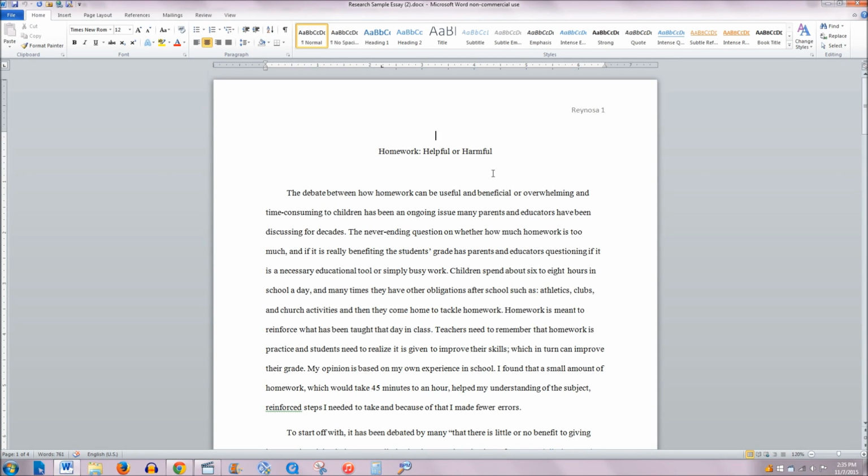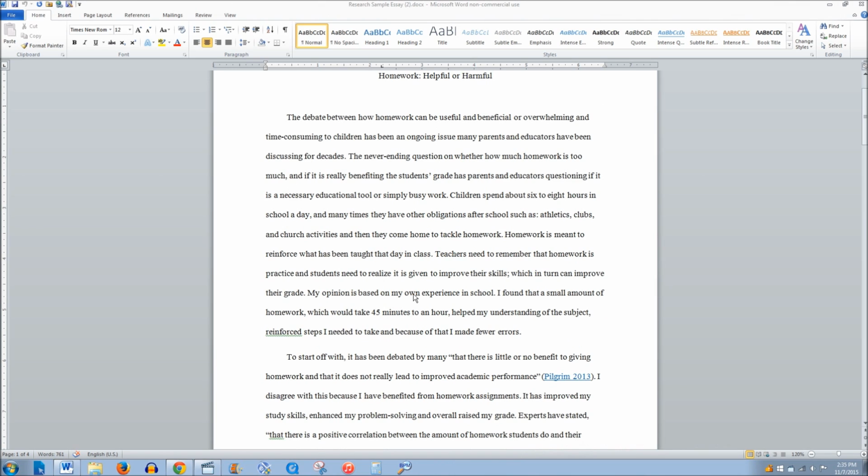Let's look at the argument sample and break down some of the beneficial points. The introduction serves to set up the argument. It opens with the topic, which is homework. From there, it moves down to the thesis statement. In this case, the author is in favor of homework. Remember, in order to argue, you have to take one side or the other. You have to be for or against.